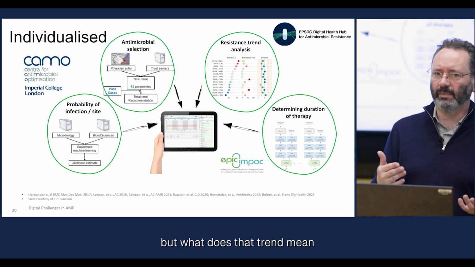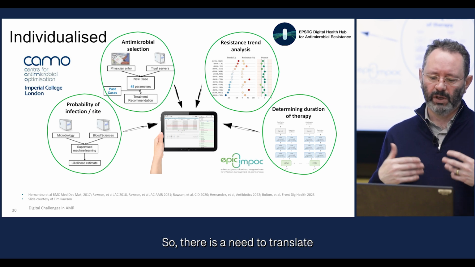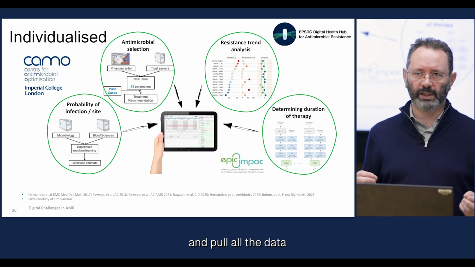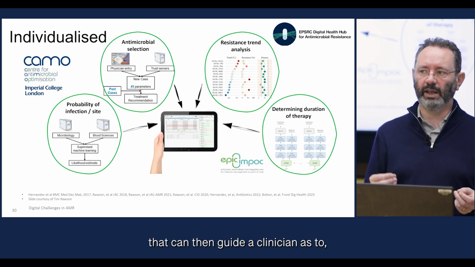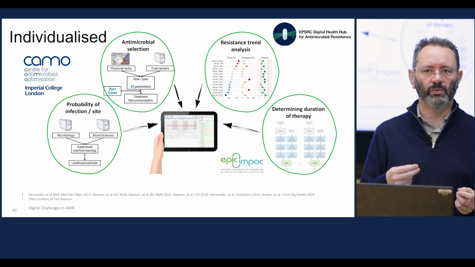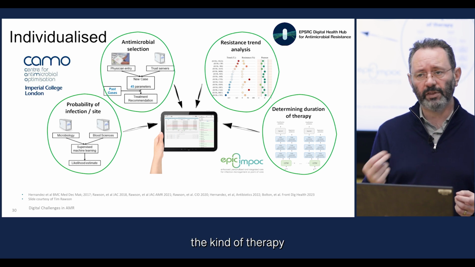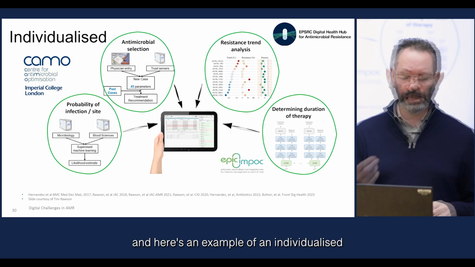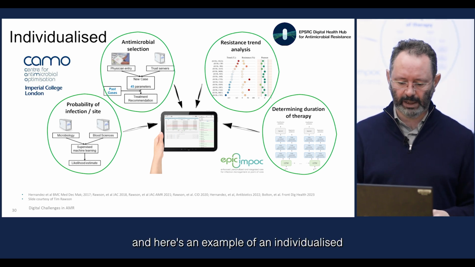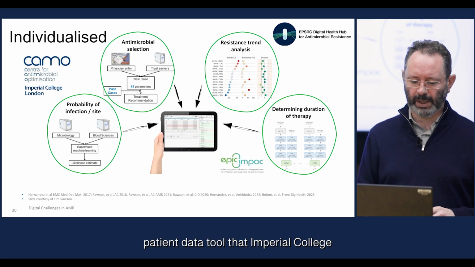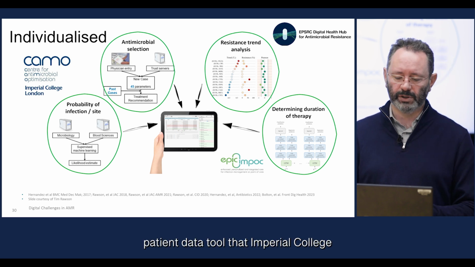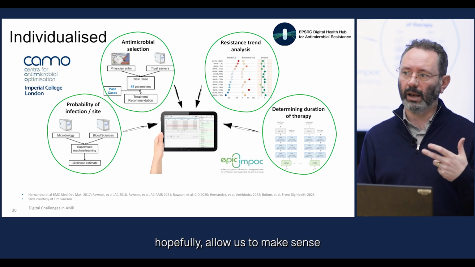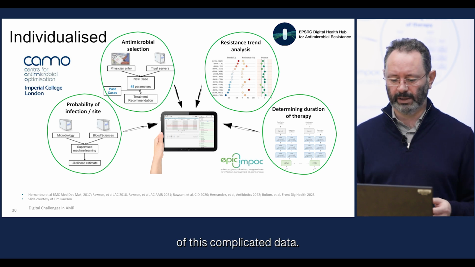But what does that trend mean for an individual patient? So there is a need to translate all that knowledge and pool all the data you have available into tools that can then guide a clinician as to the kind of therapy and the duration of therapy that they might want to use for their patient. And here's an example of an individualized patient data tool that Imperial College have been working on. And things like AI will hopefully allow us to make sense of this complicated data.